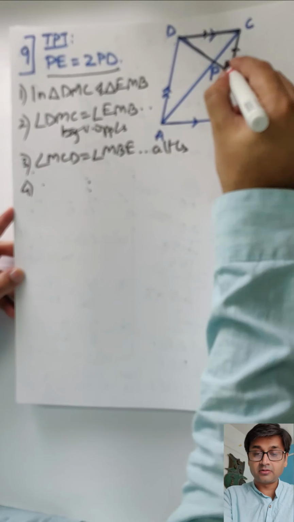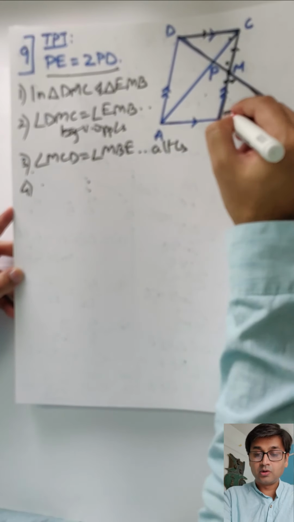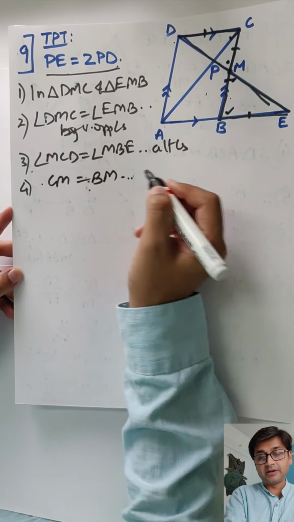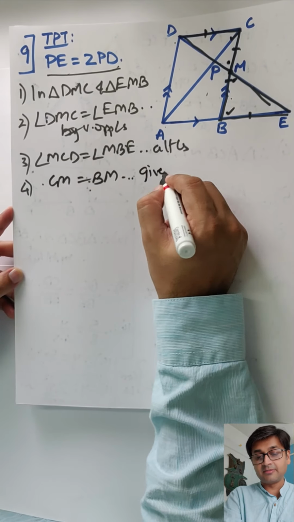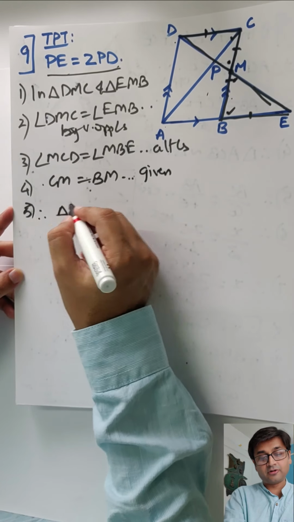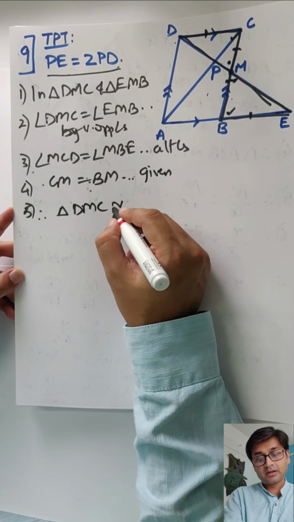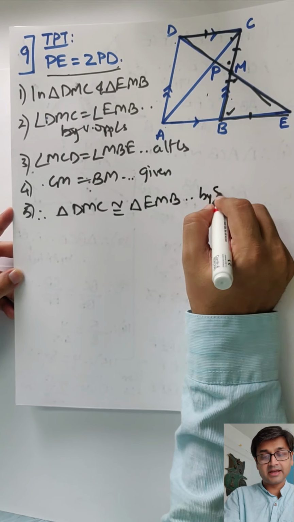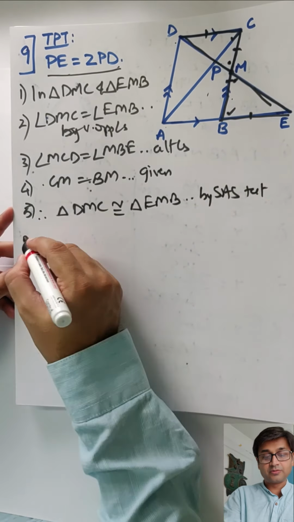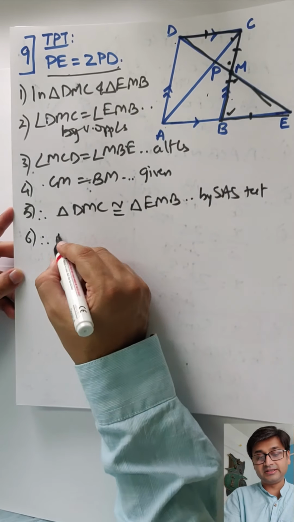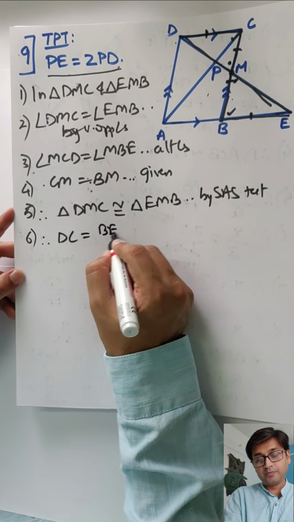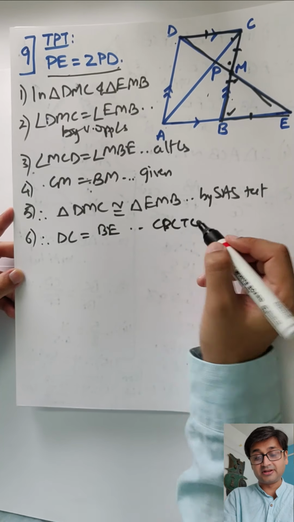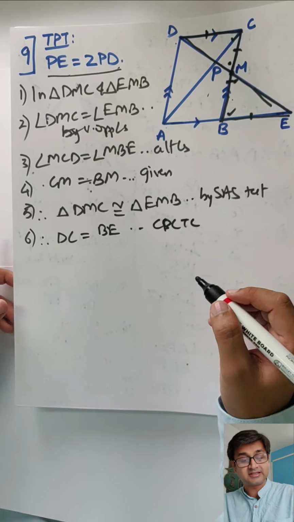So only 2 are done, meaning 1 and 2, and third is CM and BM. So CM equals BM, given, since M is the midpoint, and therefore triangle DMC is congruent to triangle EMB by SAS test. Once you prove the triangles congruent, therefore DC is equal to BE. These two became equal. CPCTC. I am still with similarity, sorry.